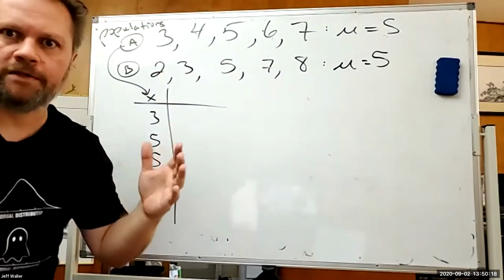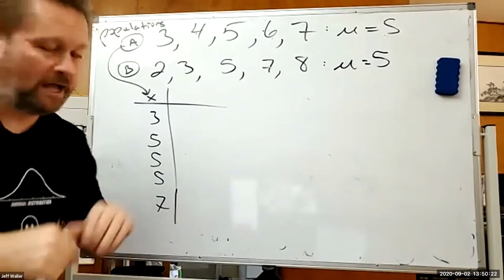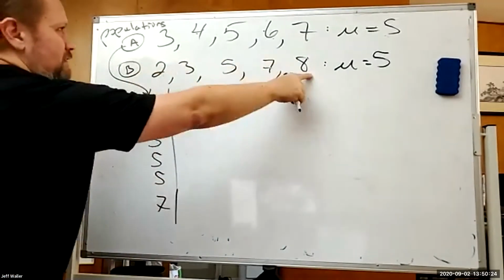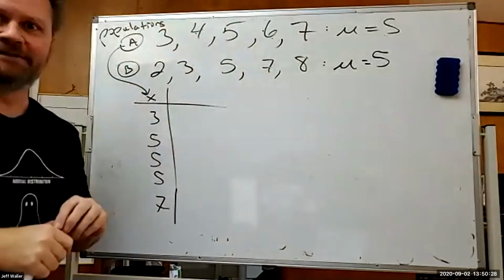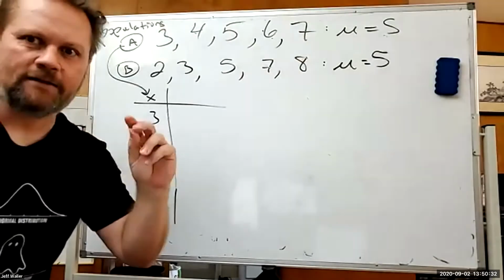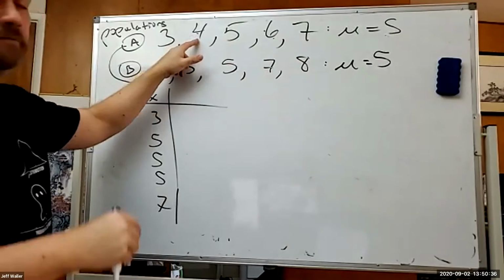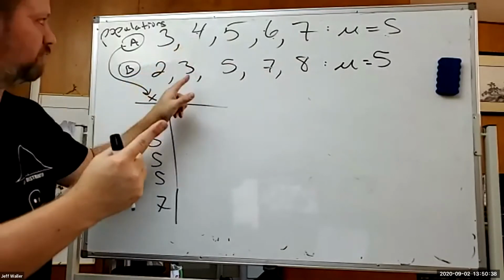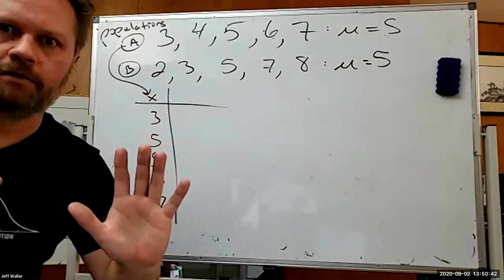Is the second one still more spread out? Yes. I could make this and this the same as these, and the second one would still be more spread out. Just a little bit more spread out, right? So for example, how far from 5 is 5? None. How far from 5 is 4? 1. But how far from 5 is 3? 2. I like it.